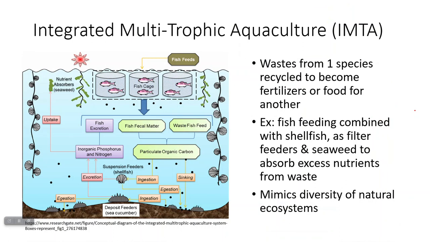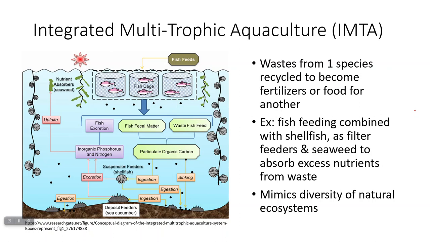So this is what I was talking about, integrated multitrophic aquaculture. So what you do is, instead of growing one species en masse, you grow multiple species. So it kind of lets you harvest more than one thing. So you plant or grow things that will complement each other. This mimics the diversity of a natural ecosystem a little more.